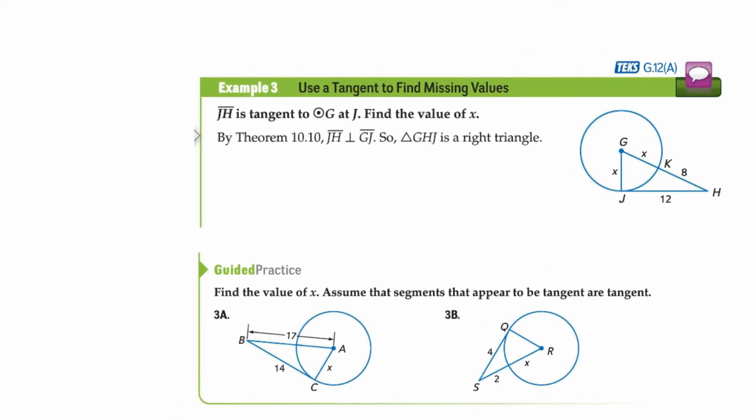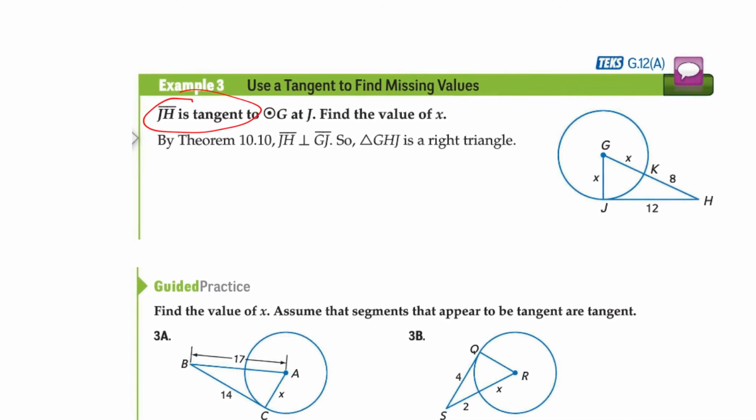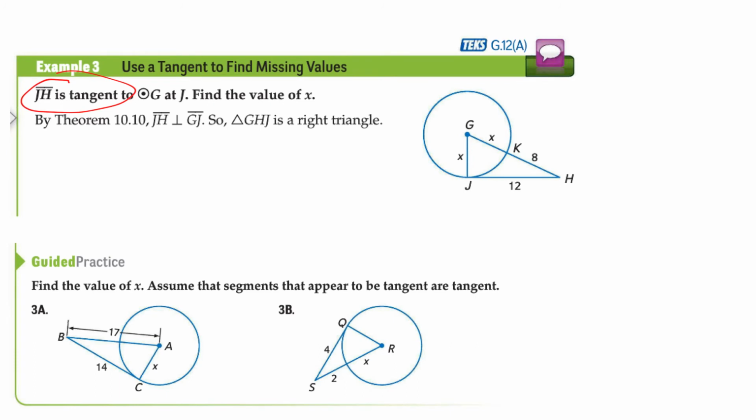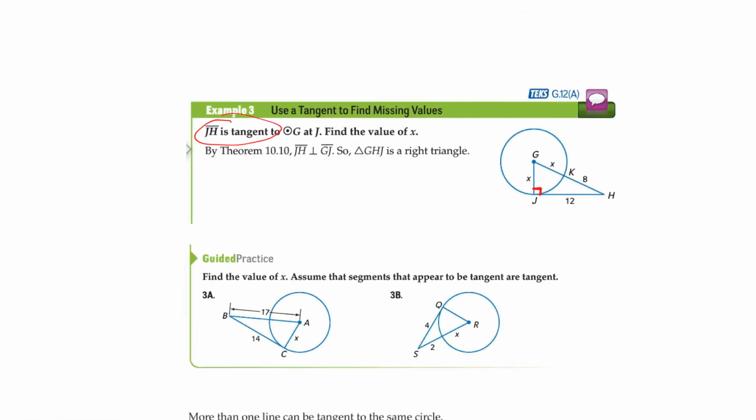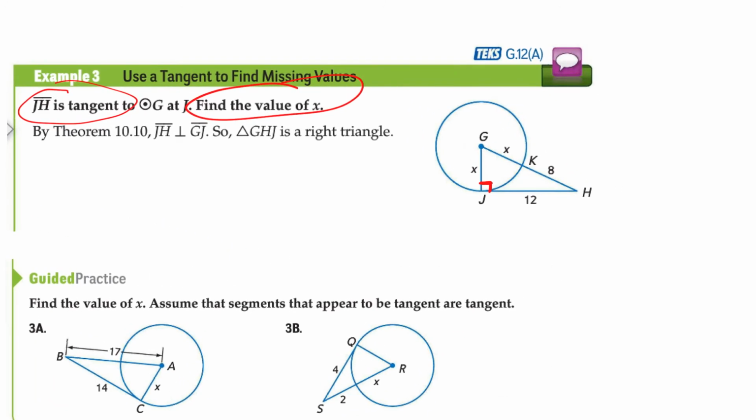So those are easy to test there. Now what we're going to do is they're going to just tell us that it is tangent. So we're not questioning whether it's tangent or not anymore. We're assuming that it is. They're telling us it is. So it says JH is tangent. That means that this angle right here is a 90-degree angle. For JH to be tangent to G, it's got to be 90 degrees to that radius. And what we want to do is find the value of X. So again, we're using Pythagorean theorem here.